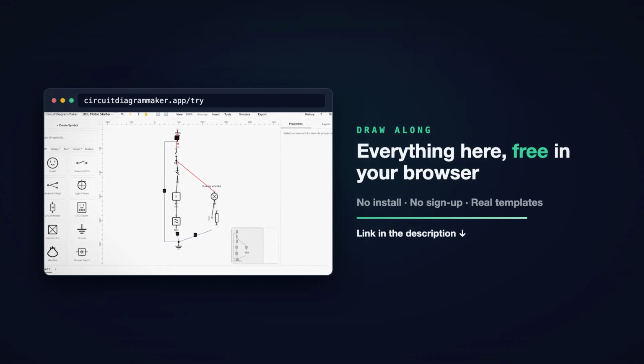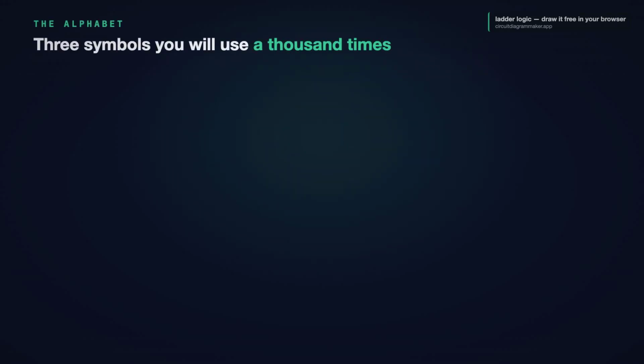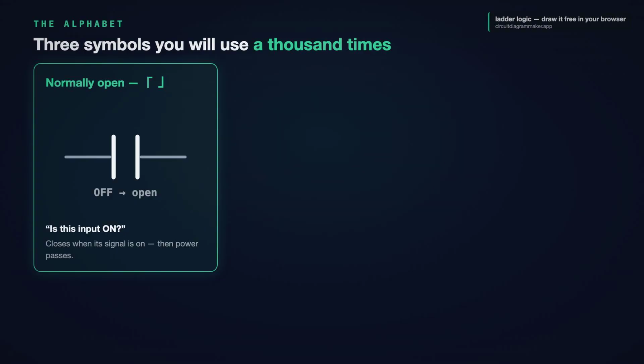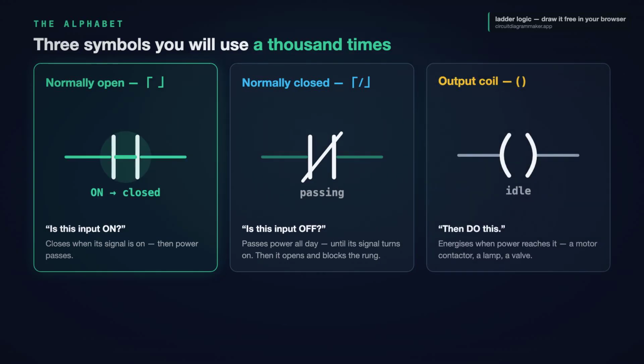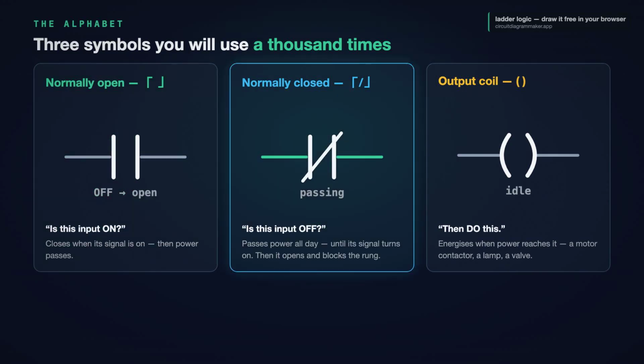Now the alphabet. Ladder logic has three symbols you will use a thousand times. First, the normally open contact. Two short parallel lines. Think of it as a question. Is this input on? If yes, the contact closes and power passes. Second, the normally closed contact. Same two lines with a slash through them. It asks the opposite. Is this input off? It passes power all day until its signal turns on. Then it opens and blocks the rung.